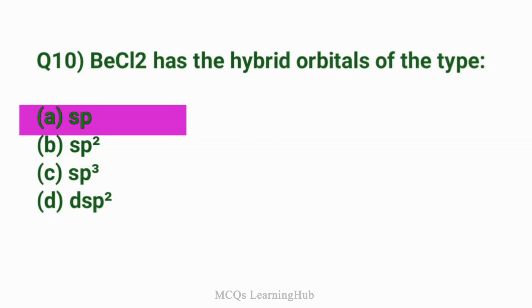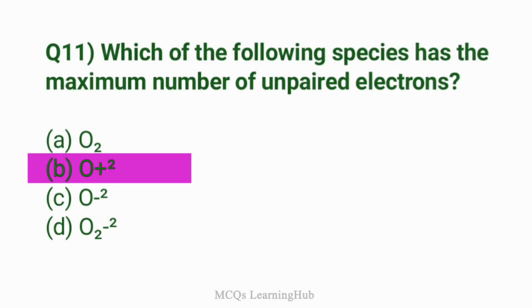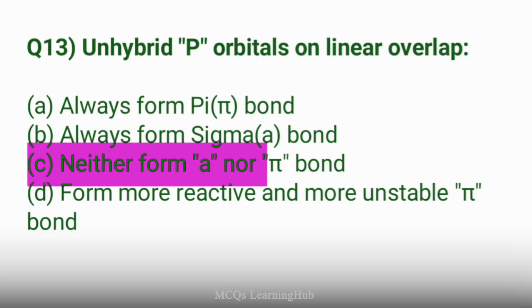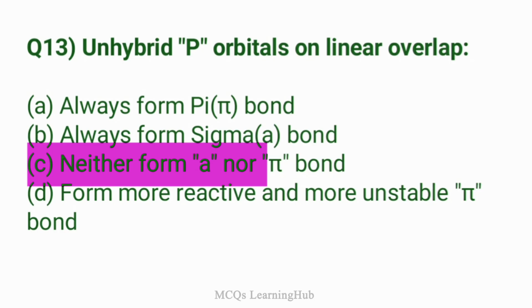BeCl2 has the hybrid orbitals of the type option A, sp. Question 11. Which of the following species has maximum number of unpaired electrons? Option B, O plus 2. Question 12. If the overlap of sp3 hybrid orbitals in carbon atom is smaller, the bond so formed is option A, weak. Unhybrid p orbitals on linear overlap. Option C, neither form sigma nor pi bond.